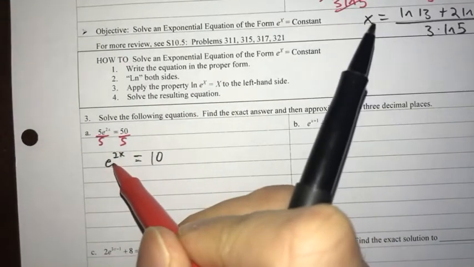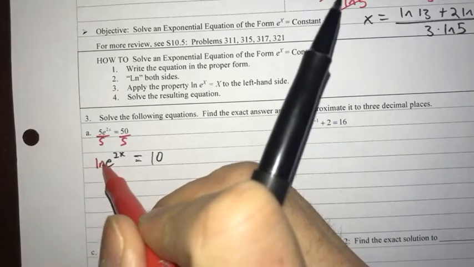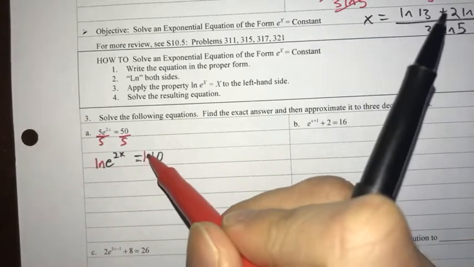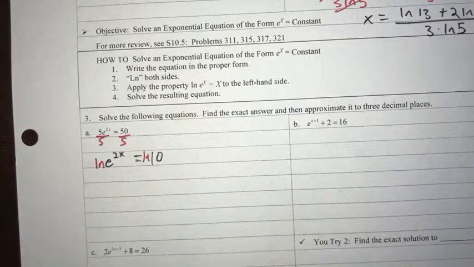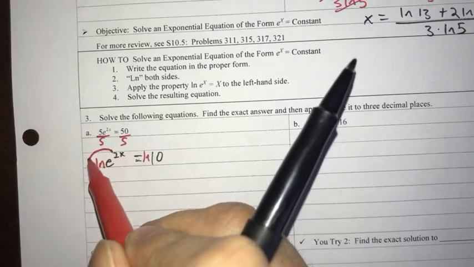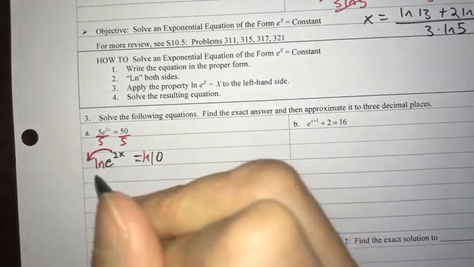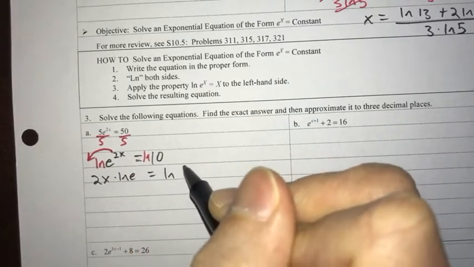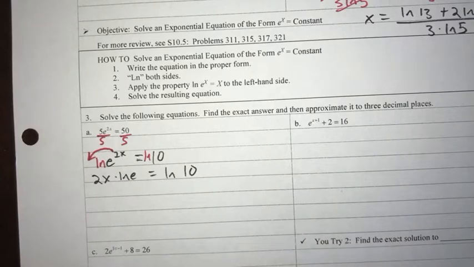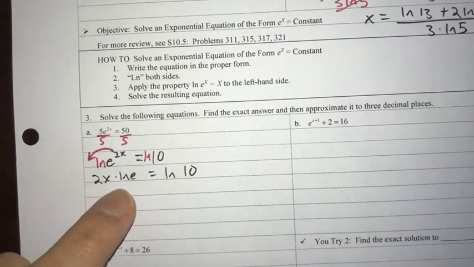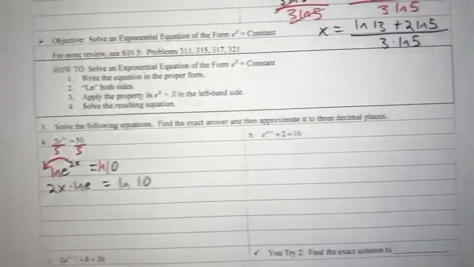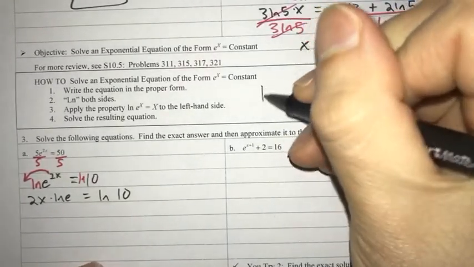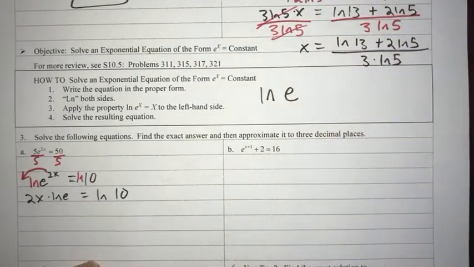Now that we have that by itself, what I do is do natural log, and what that allows us to do is bring the 2x down. So now we have 2x times natural log of e equals natural log of 10. Now, what is the natural log of e? What does that equal?